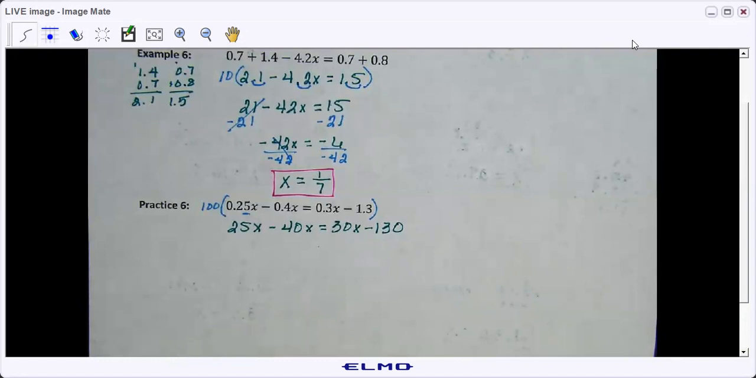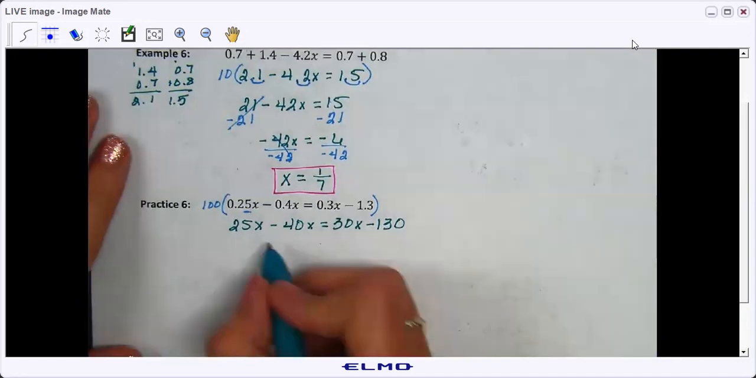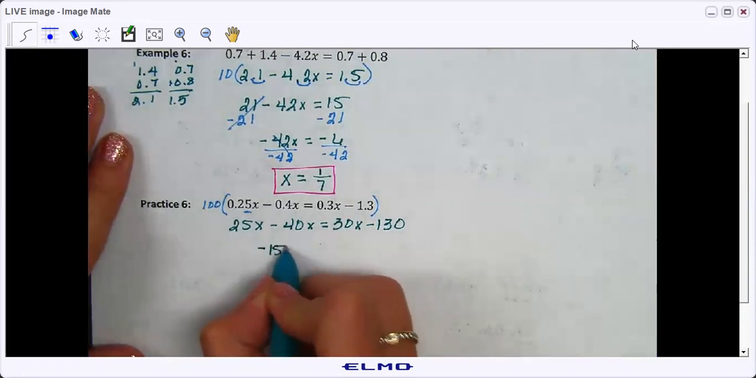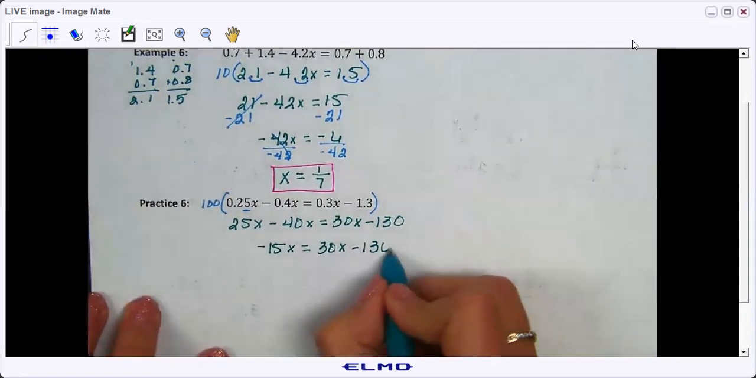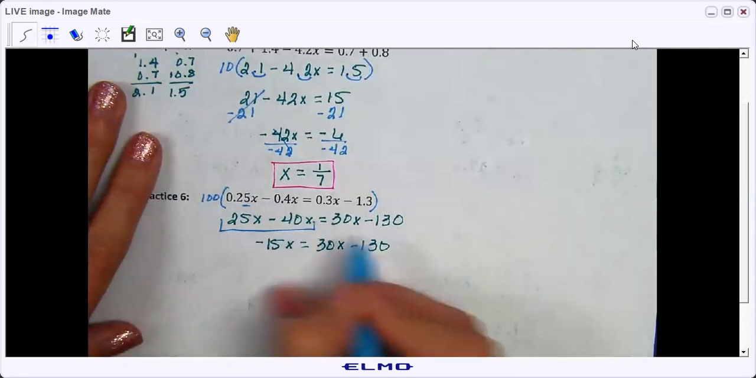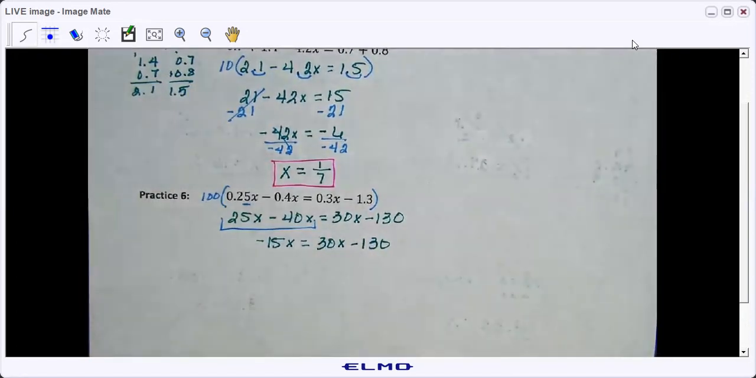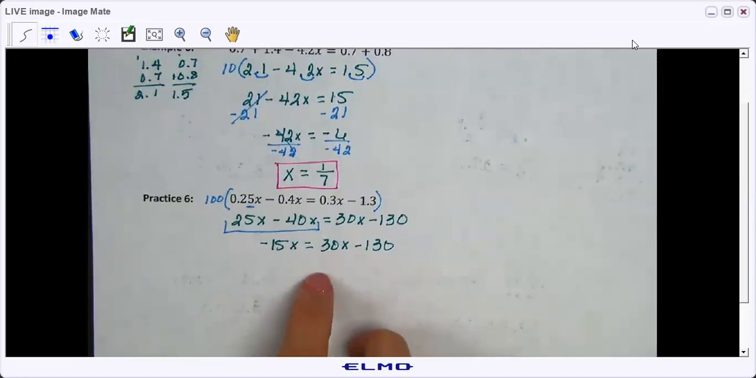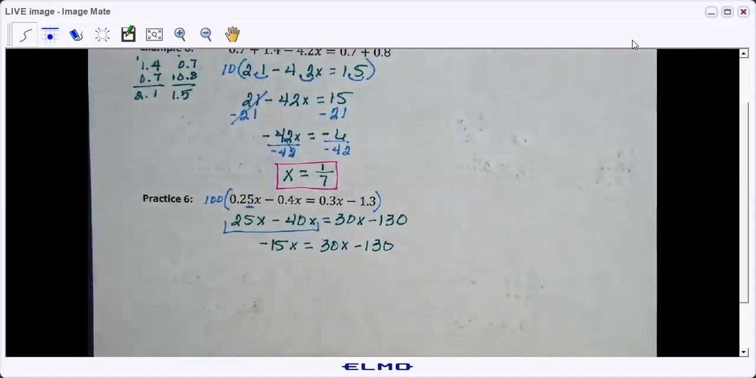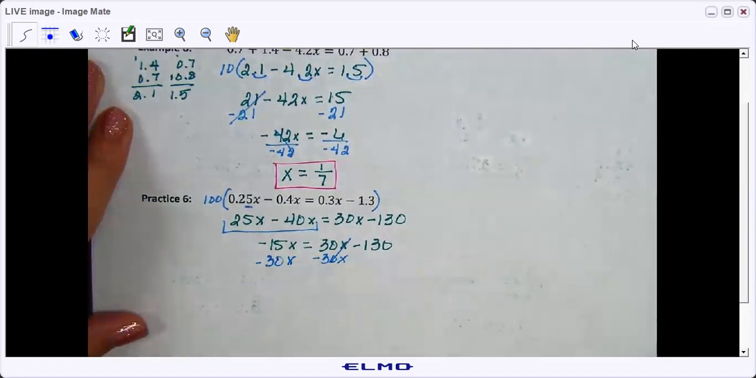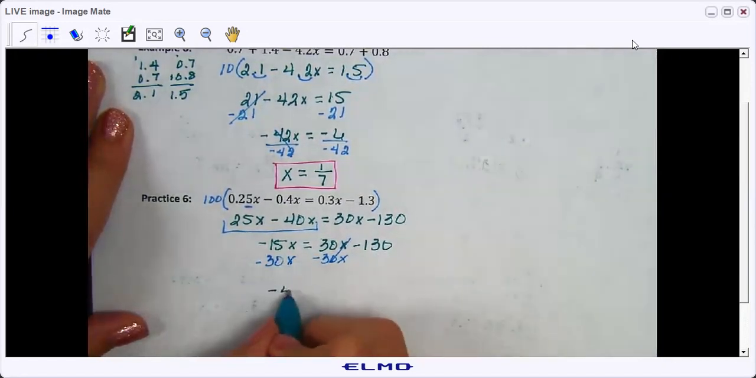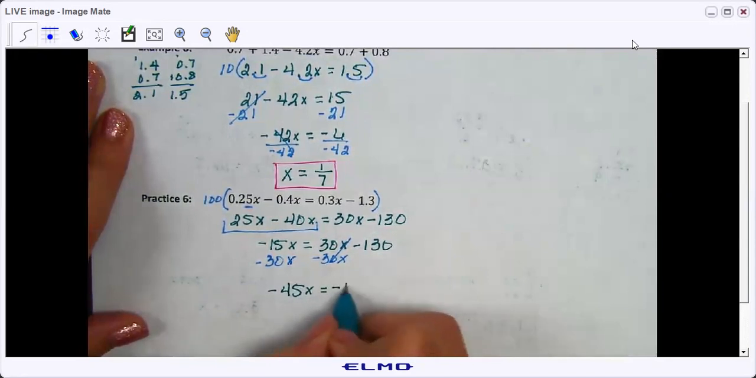Okay. Now, somebody tell me what 25 minus 40 is. Quick. Negative 15. Negative 15x equals 30x. Okay, oops. So we combine these like terms. Now, this one looks different. We're dealing with negatives. So what are we going to do to both sides? Not yet. Look, we have a 30x over here. Yeah, we're going to subtract 30x on both sides. Negative 15 minus 30x. Negative 45x equals negative 130.